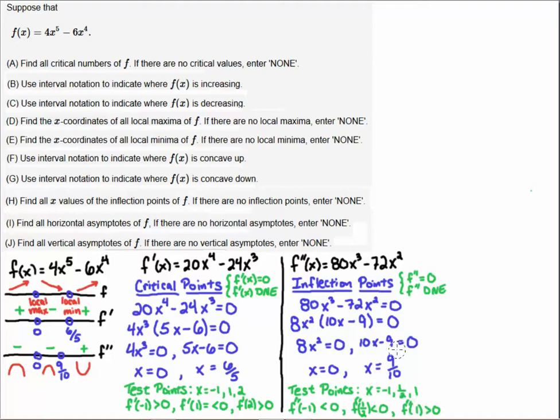At 1, my other test point, 8x squared is going to be positive. 10x minus 9, if I plug 1 in for x, I get 10 minus 9. That's a positive number. Positive times positive gives us a positive. So we'll be concave up on this interval.